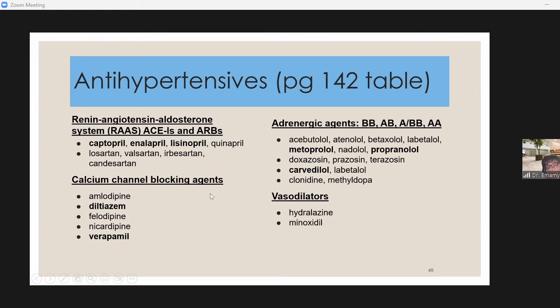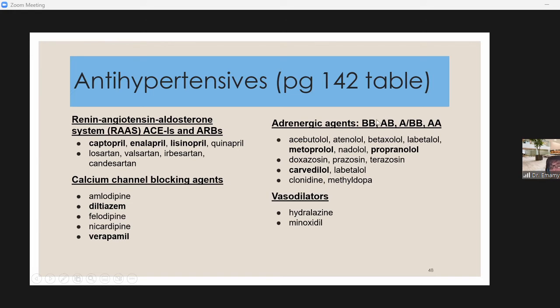They all have the suffix -olol in the generic name. Beta blockers cause bradycardia, a slow heart rate, so you need to check the patient's pulse rate before you give beta blockers. Also, beta blockers are not good for patients who have asthma. For a patient who has asthma, you shouldn't choose beta blockers as an antihypertensive.